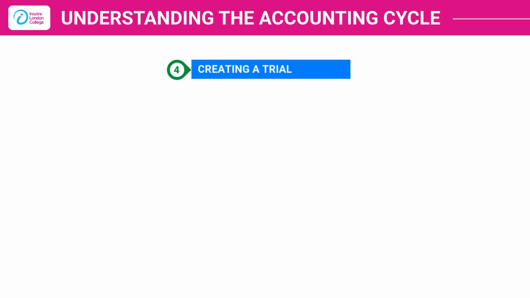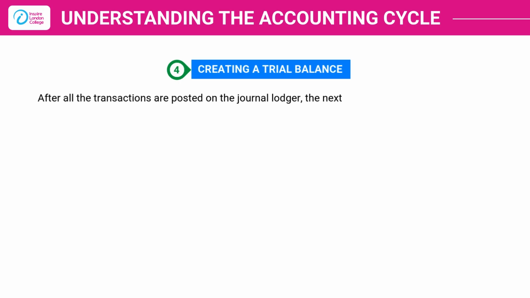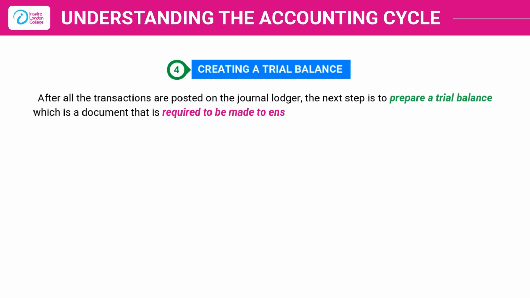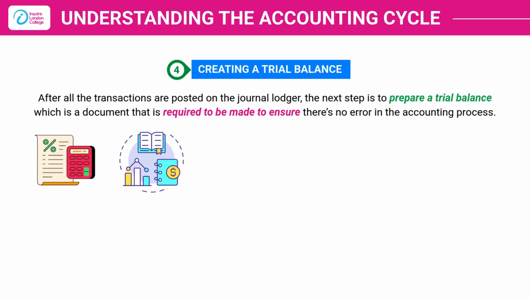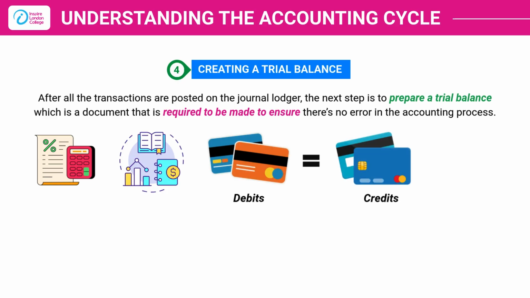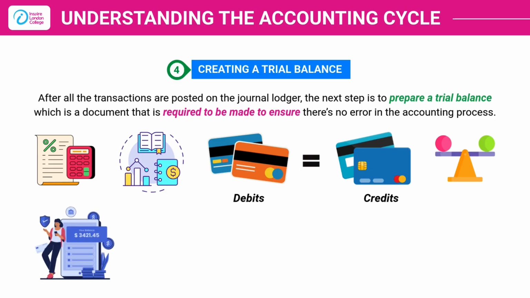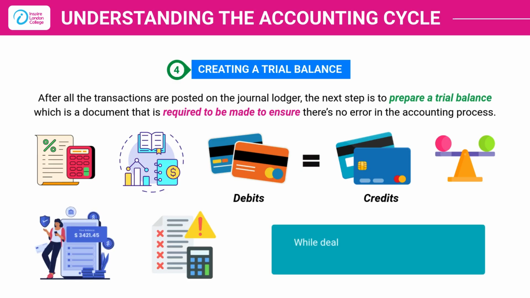Creating a trial balance. After all the transactions are posted on the journal ledger, the next step is to prepare a trial balance, which is a document that is required to be made to ensure there's no error in the accounting process. This is a list of all accounts and their ending balances. Ideally, the total debits should equal the total credits, so the accounting scale remains balanced. Trial balance is necessary to avoid accounting errors while dealing with large-scale business where multiple transactions happen.